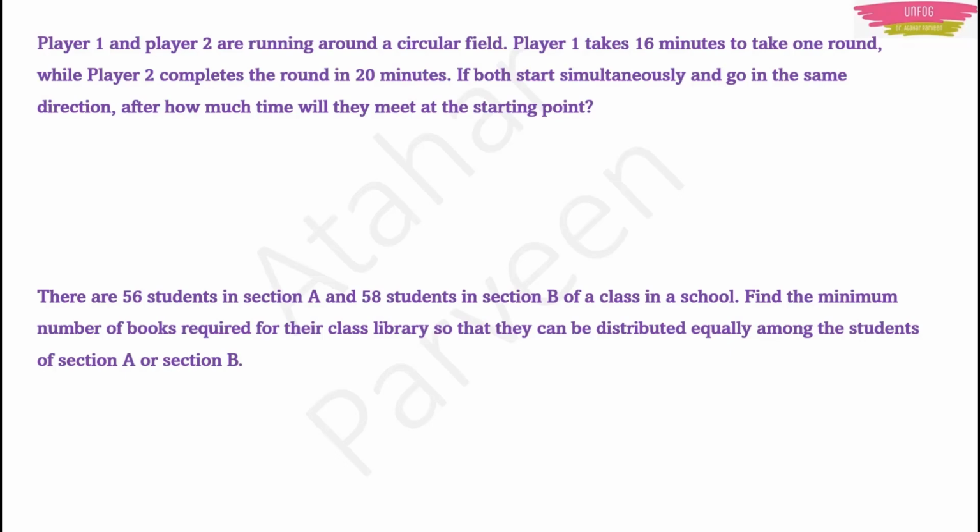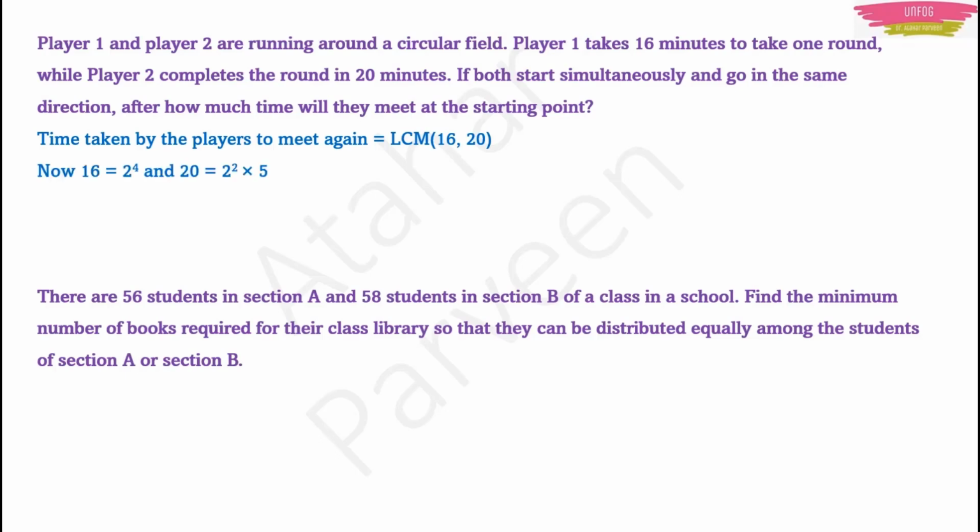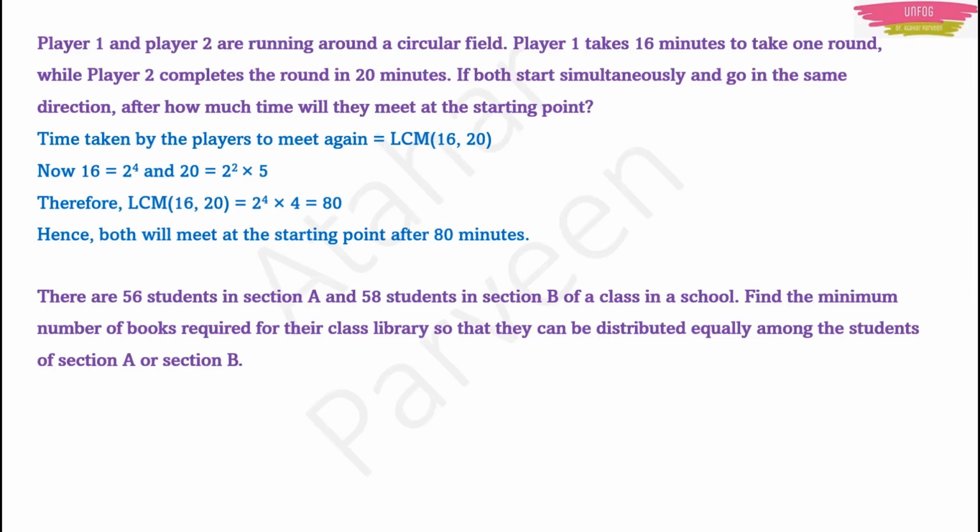Okay, here they are telling that there are two players who are running around the circular field. Player 1 is taking 16 minutes to take one round, and the second player is taking 20 minutes to complete that round. Now they are asking that if they both start at the same time and in the same direction, how much time will they take to meet at the starting point? The answer will be your LCM. Time taken by the players to meet again will be the LCM of 16 and 20. If you take the LCM, you will get 80. Both these players will meet at the starting point after 80 minutes.